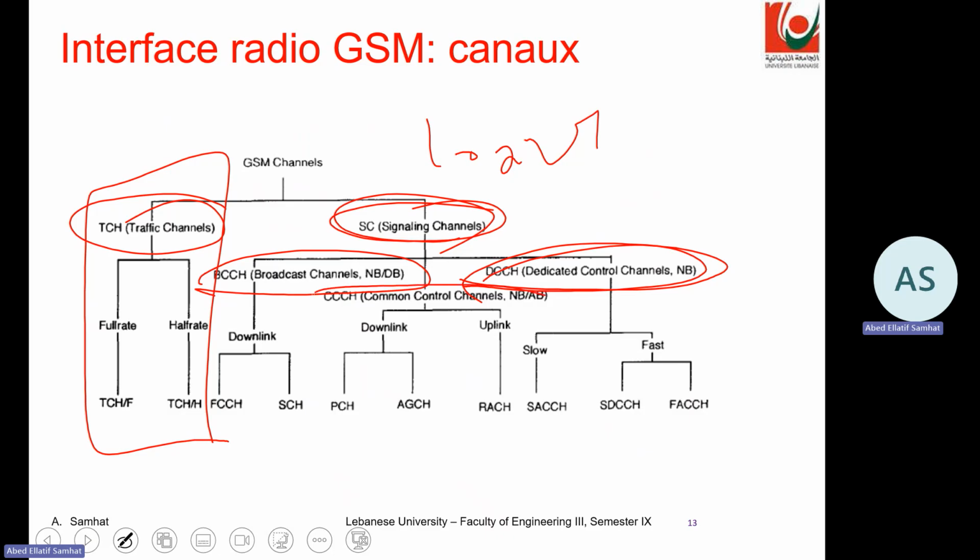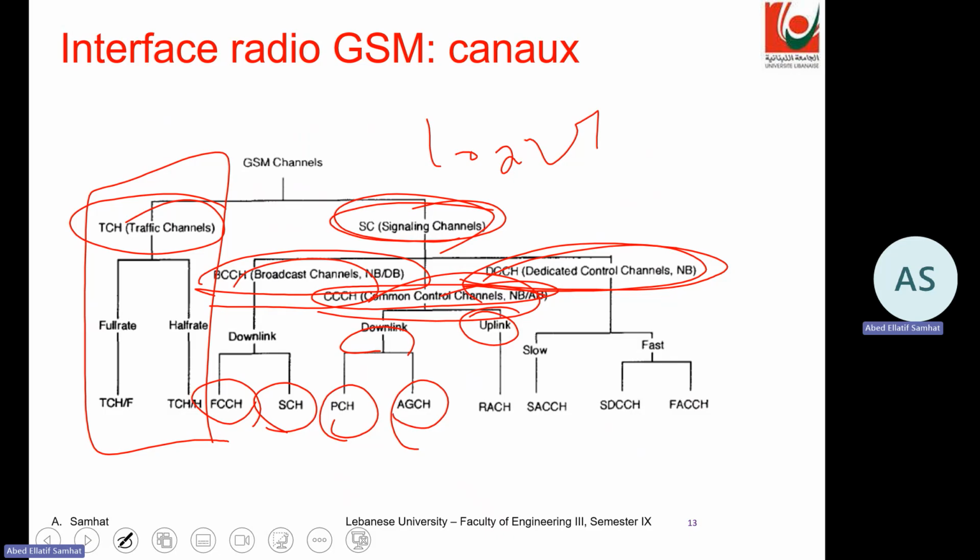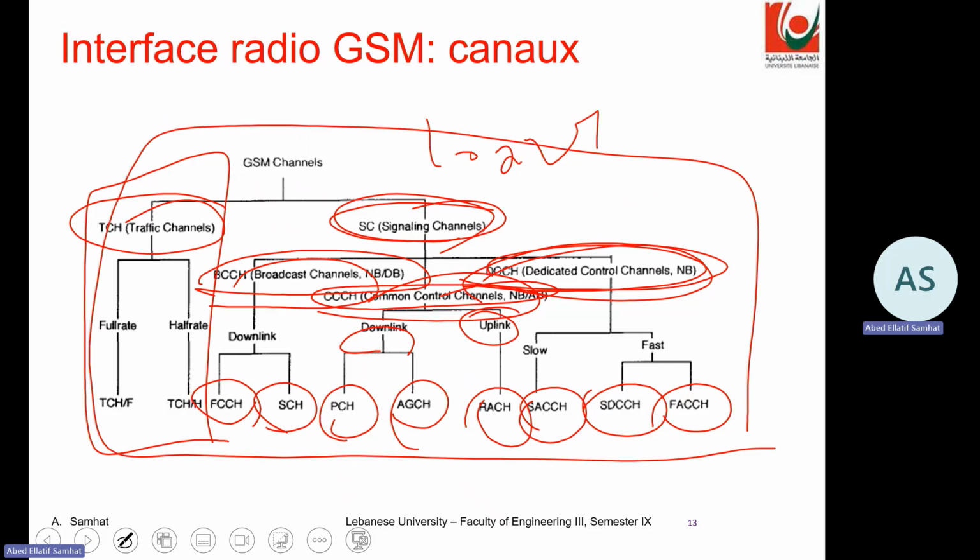Okay, and we have also the common channel. In the common channel, we have also downlink and uplink. For the broadcast, we have the frequency correction and the synchronization. For the common, we have the paging channel and the access granted channel in downlink, and in the uplink, we have the random access channel. And for the dedicated control channel, we have the standalone dedicated channel, and we have the SACH and the FACCH. We will see them. So let's explain briefly what the functionalities are and how those channels are used.